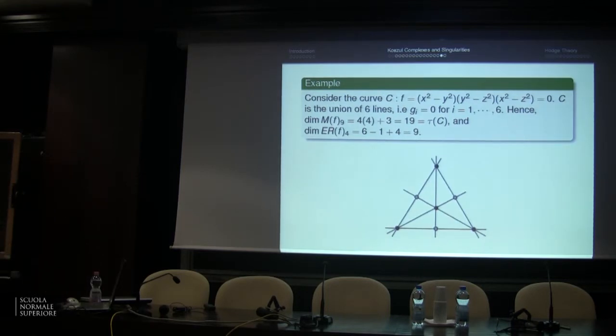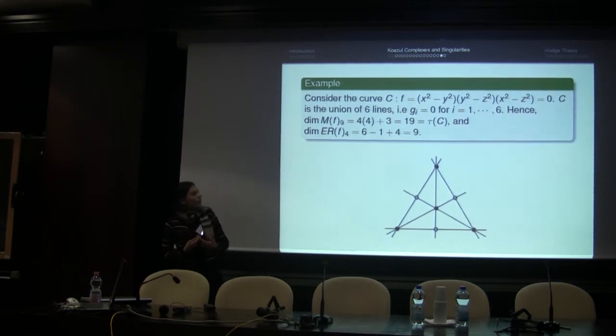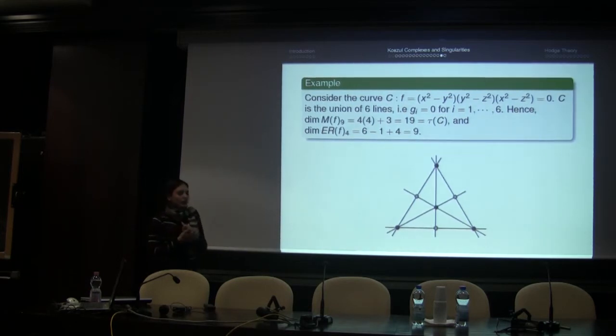Another example, which is this one. So here we have four triple points and three nodes. So in this case, the Dieudonné number is equal to 4 times 4 plus 3, which is equal to 19. And so the dimension of MF is equal to 9 minus tau. Why? Because we have a line arrangement. So this is a rational nodal curve, and all the genera are equal to 0. And the dimension of ER sub 4 is also equal to 9.